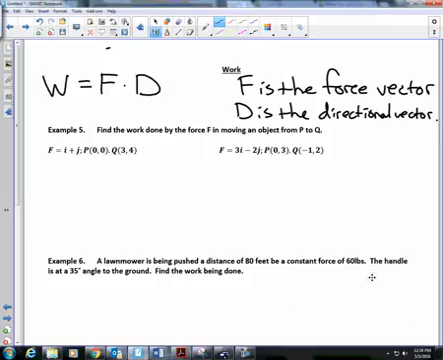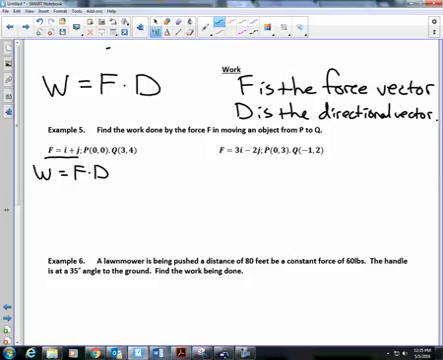Okay. All right. Find the work done by the force F. So this is my force vector, moving the object from P to Q. So I need my directional vector, my force vector. So W is equal to F times D.